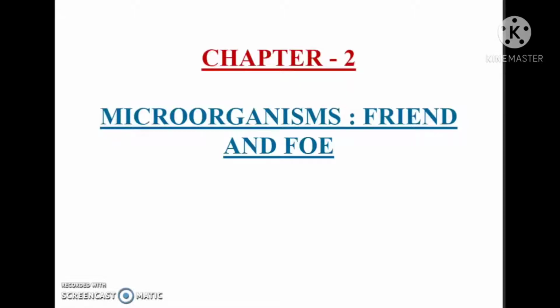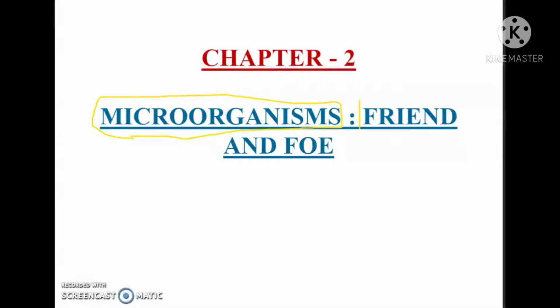In today's class, we are going to start chapter number 2 of class 8 science, which is Microorganisms: Friend and Foe. So students, as the name of the chapter is Microorganisms: Friend and Foe, before starting this chapter it is very important for us to understand the meaning of microorganisms and why we are calling microorganisms friend and foe. We will come to know about all these things at the end of this chapter. So now let's get started.